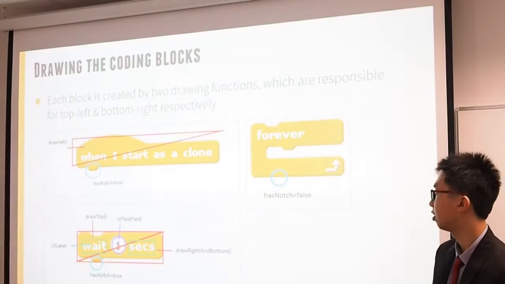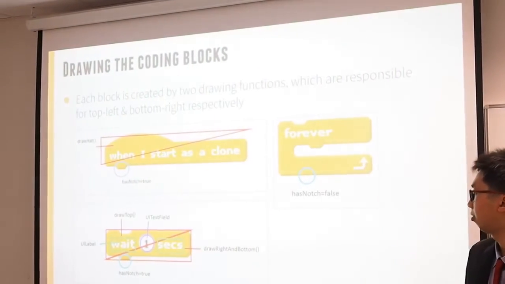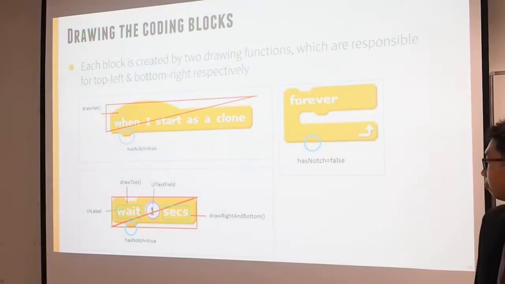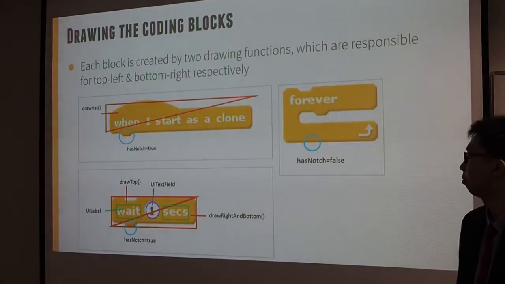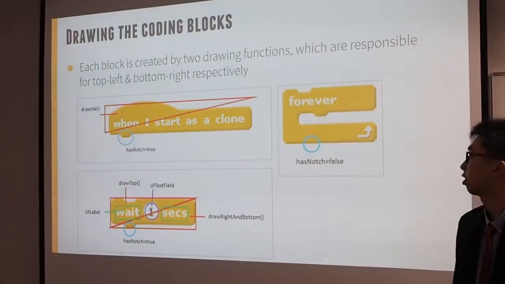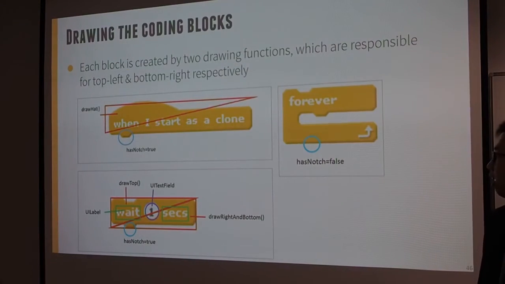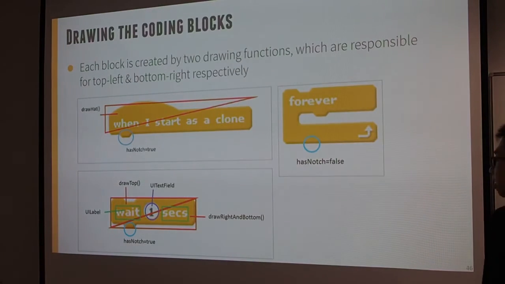And as you can see in the bottom figure, each block is drawn by 2 drawing functions, which is draw top and draw right and bottom for the different parts. And then there is some UI label for the block description, and also a text field for them to input the value. So for different blocks, there is different drawing function. Like in the top left figure, you can see there is a draw head function for a starting block, and in the top right figure, you can see there is a as not equal to false to indicate that it is an ending block.